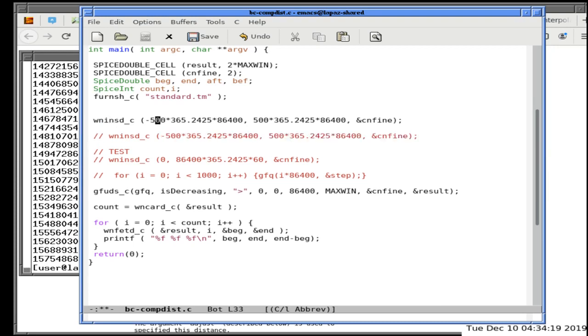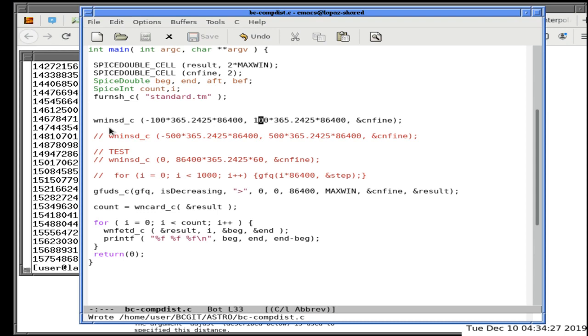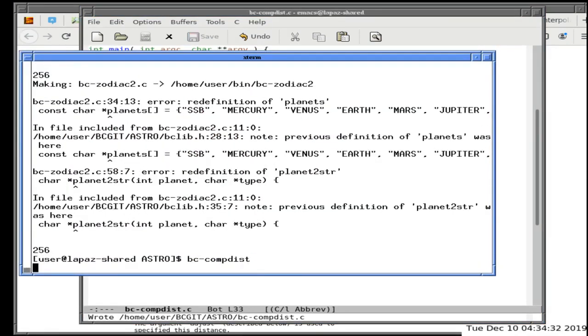Let's just go 100 years back and forward from the year 2000. We're going to do a make here. And let's run the code. And let's see. Wait, I could have timed it, but.